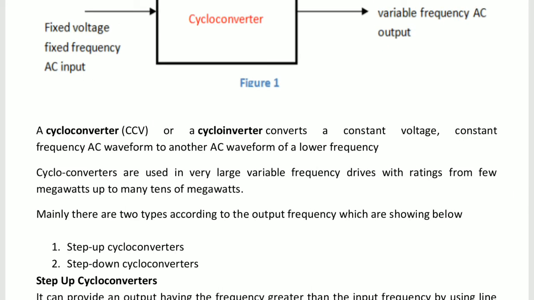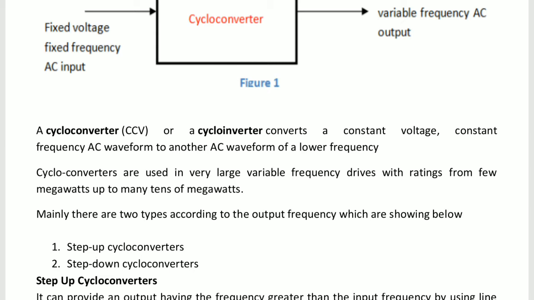So there are some other definitions of cycloconverter. The cycloconverter, in short form CCV, converts a constant voltage, constant frequency AC waveform to another AC waveform of lower frequency. So cycloconverters are used in very large variable frequency drives with ratings from a few megawatts up to tens of megawatts. Okay, so this is the range given for the cycloconverters. In between them the cycloconverters can operate.